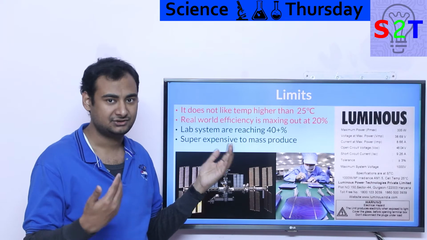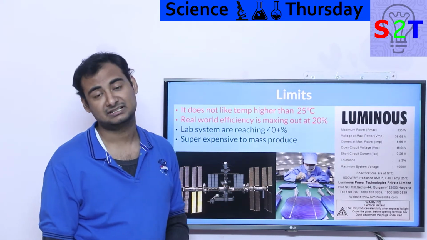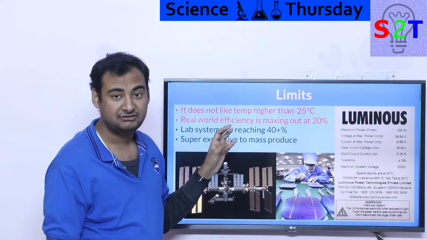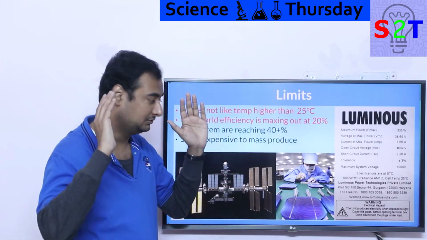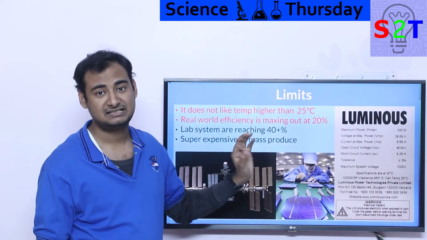If it's converting energy, it should not get hot, it's simply absorbing energy. So why the heck is it getting hot? It's because efficiency is not that high. Now real-world efficiency, real world as in you buy this, you put this on your rooftop or your solar farm, how much are you actually going to get? Your best case scenario is 20%.